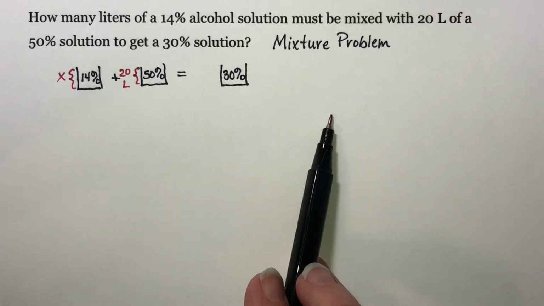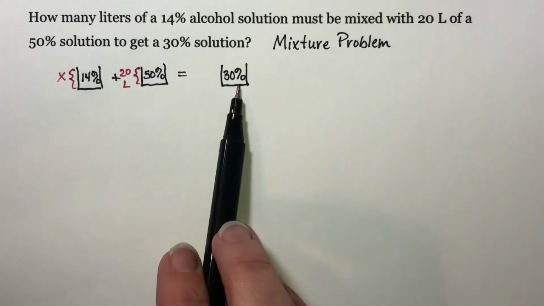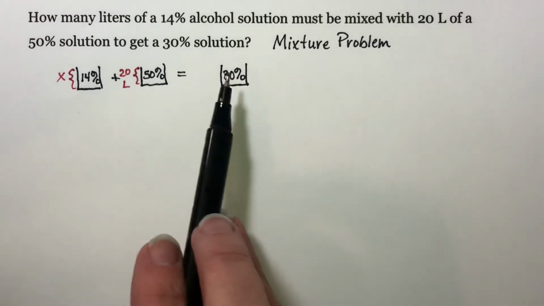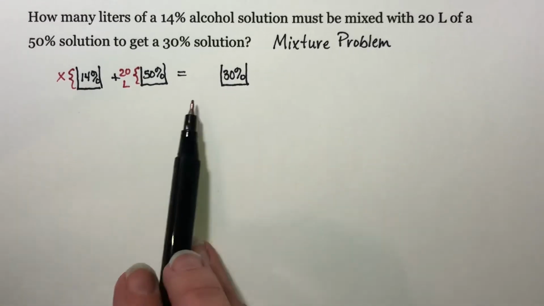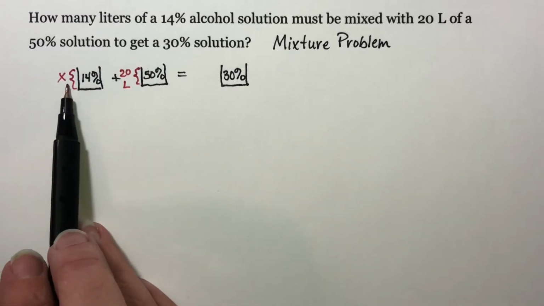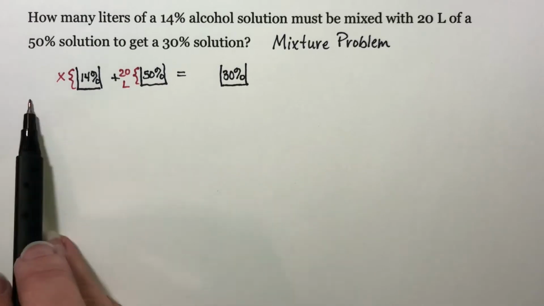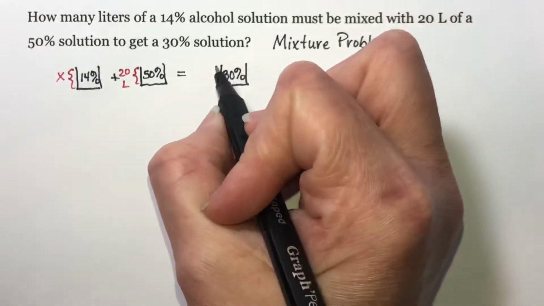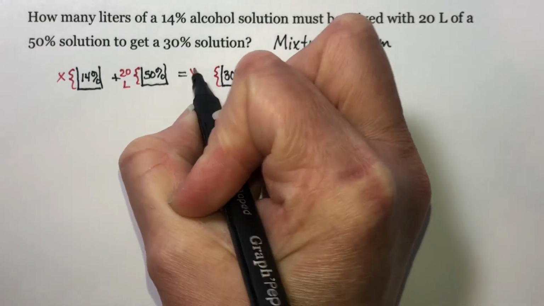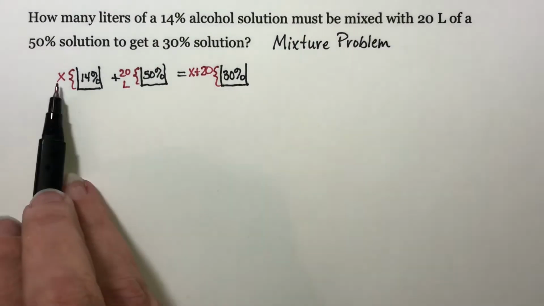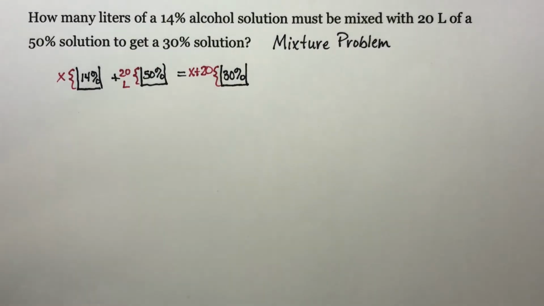To get this problem set up, I need the percentages and I need the amount in each beaker. I've got these two. I don't have something for this, but it's really easy. If there are, say, 10 liters here and 20 liters here, then I add the 10 and the 20 to get 30 liters. It doesn't matter what this x value is. This is going to have x plus 20 liters in it, because it's going to have this x and then this 20. So let's set up the problem now.